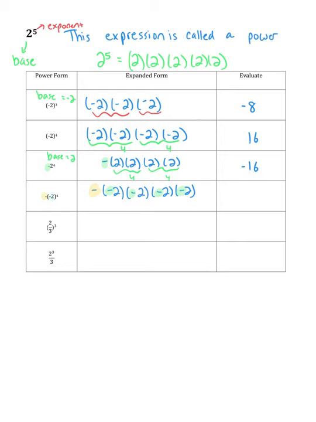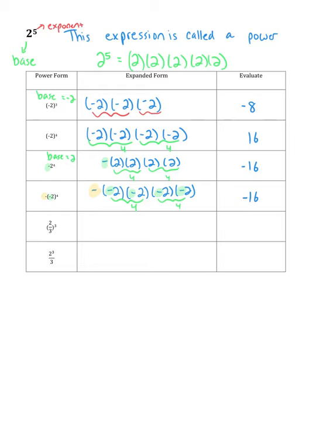So now when I evaluate, -2 times -2 is +4, -2 times -2 is +4, multiply those together to get 16, and then multiply that by -1 to get negative 16.